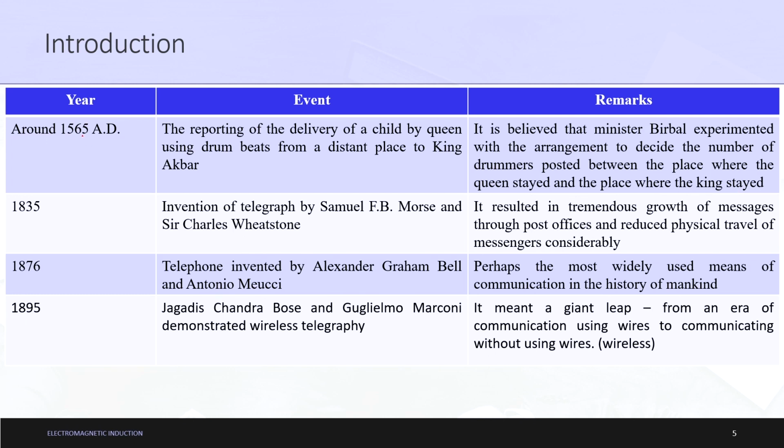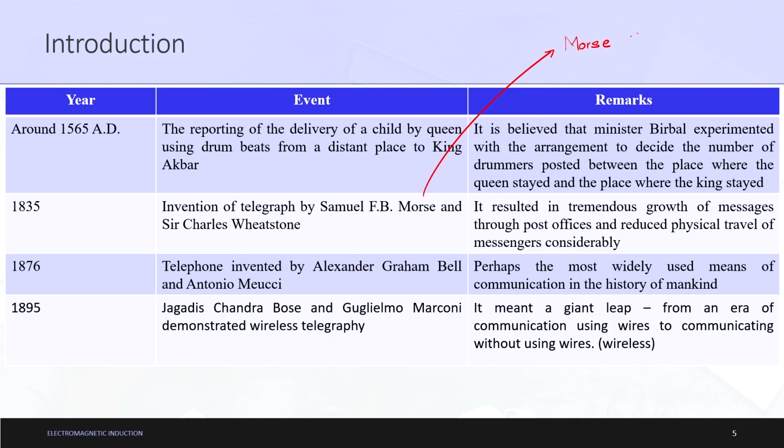After this, let us move on to 1835. So, what happened in 1835? The invention of the telegraph by Samuel F. B. Morse and Sir Charles Wheatstone. These are the two prominent scientists at that point. If you remember correctly, who was Morse? Morse was the person who was dedicated to the creation of Morse code.